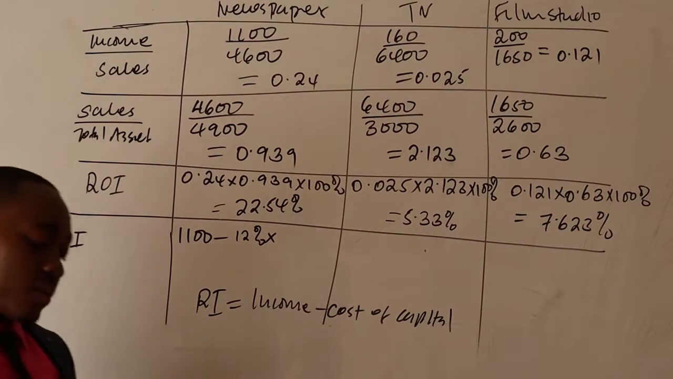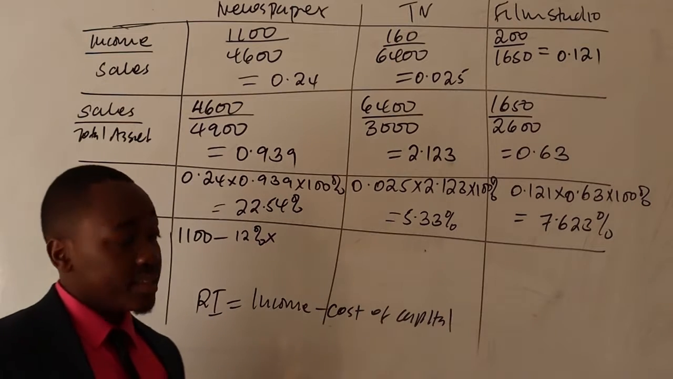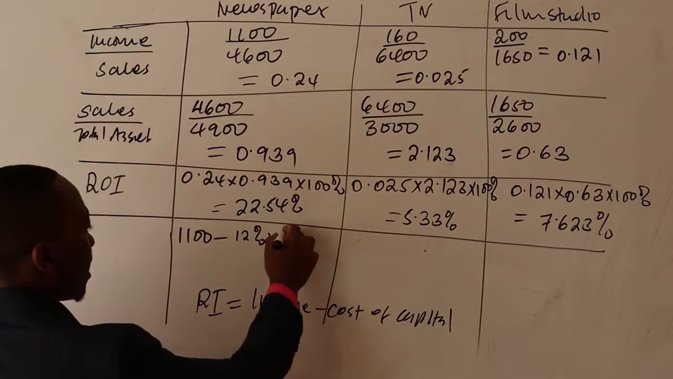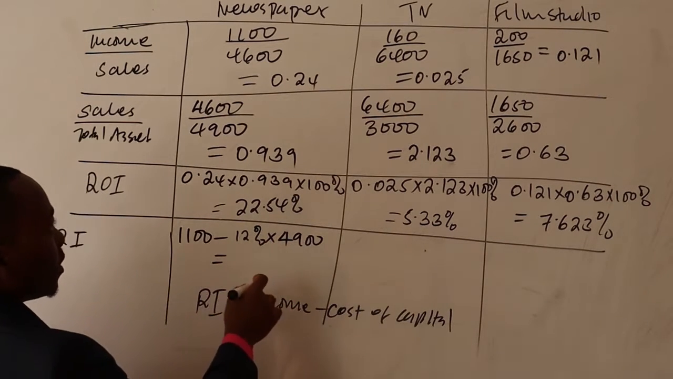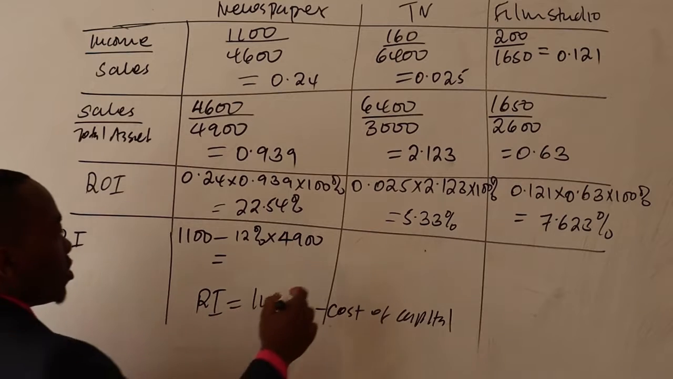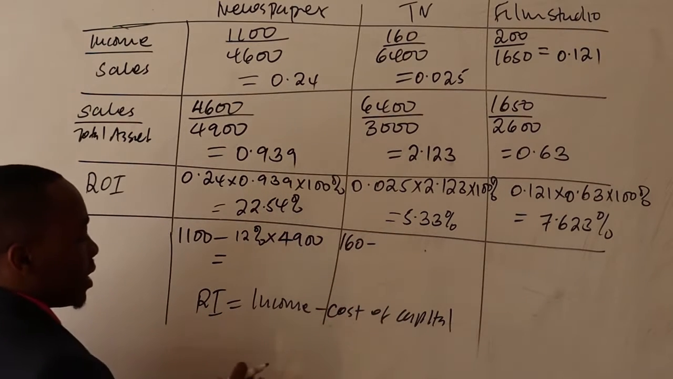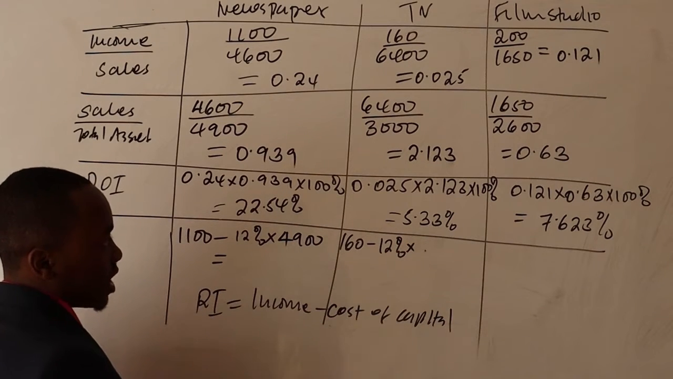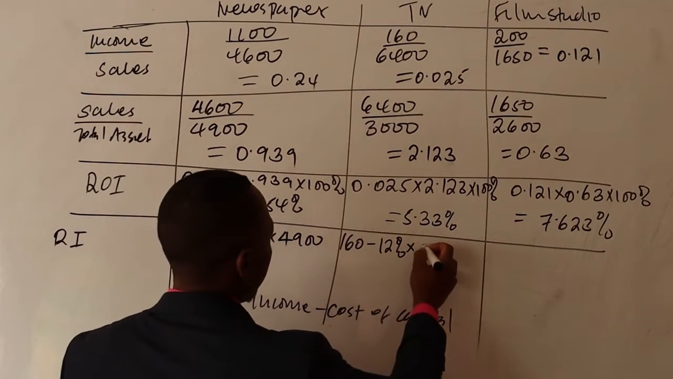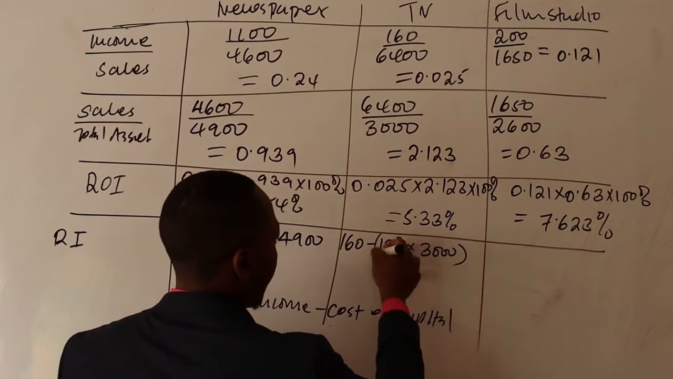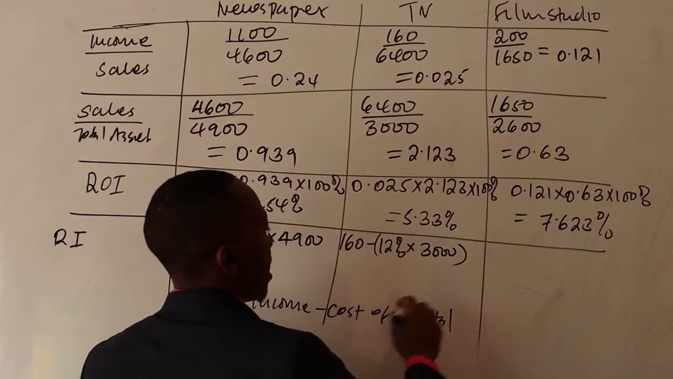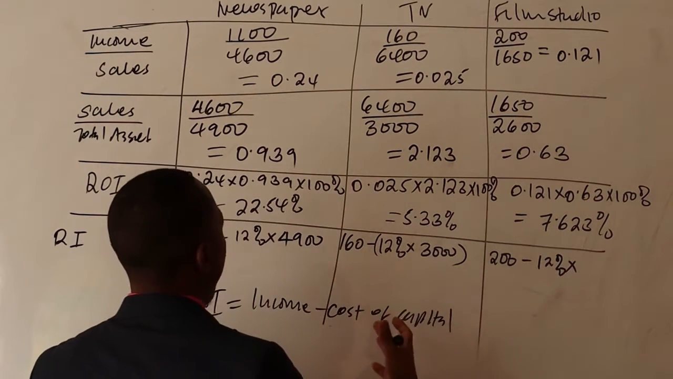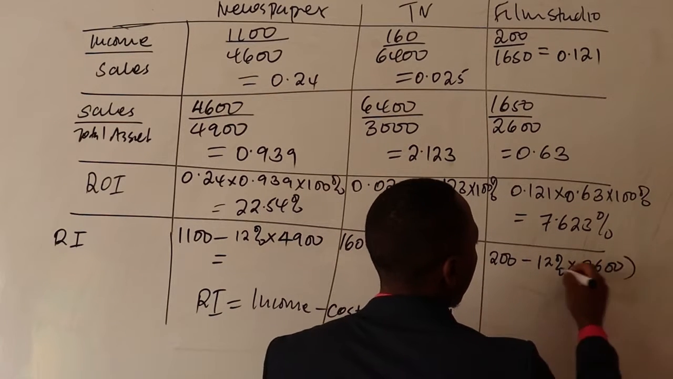How much was the capital? Whenever you're not given the capital, use the total assets. And the total assets for the newspaper division was 4,900. For television, you take 160. That's the income. You minus the cost of capital, which is 12% of the total assets or the total capital. Based on what you're given, it's 3,000. And lastly, here we have 200. You deduct 12% of the total assets, and the total assets here was 2600.